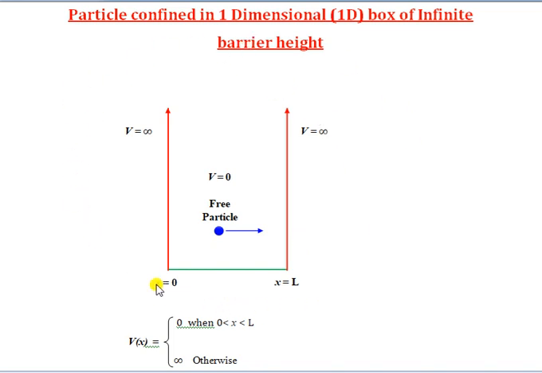This shows the variation of potential energy with x. As x varies from 0 to L, the potential energy is 0, and when x is less than 0 or x is greater than or equal to L, the potential energy is infinite. So we can write the potential energy as: when x lies between 0 and L, meaning x is greater than 0 and less than L, the potential energy is 0, and otherwise the potential energy is infinite.